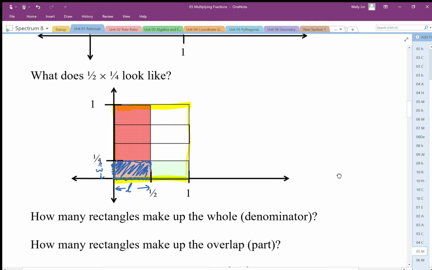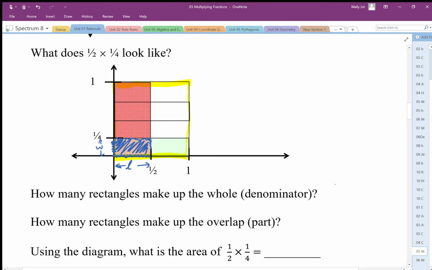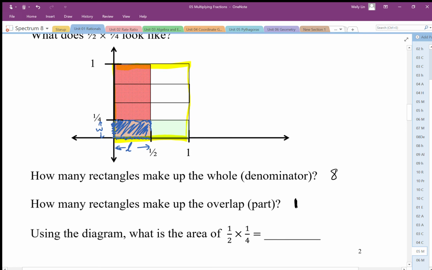So how many rectangles make up the whole? There are definitely 8 rectangles that make up the whole. There's only one rectangle, this little one here, that makes up the shaded part, which is the area that I want, which is the actual length and width that I want. And from this diagram, it's clear that the answer has to be 1 out of 8. The picture does not lie. 1/4 times 1/2 gives me 1 fraction out of 8 fractions of the whole.